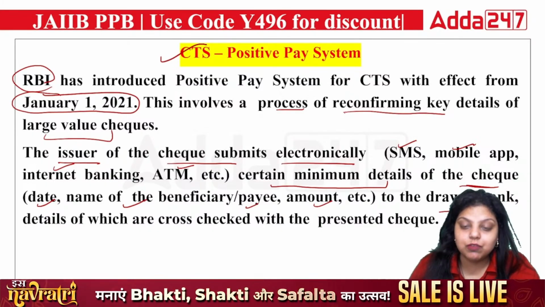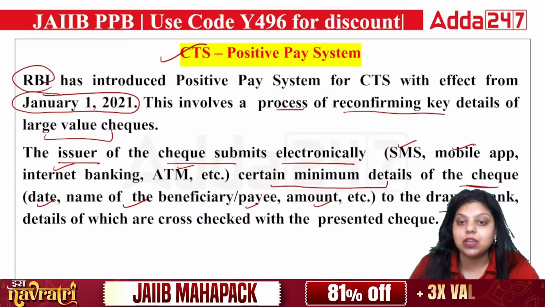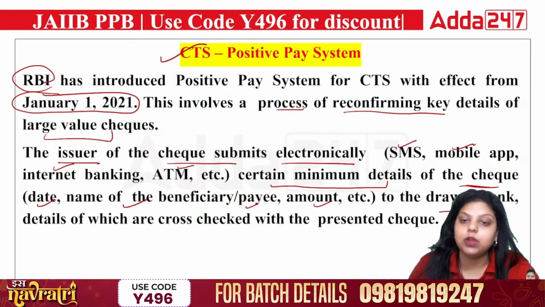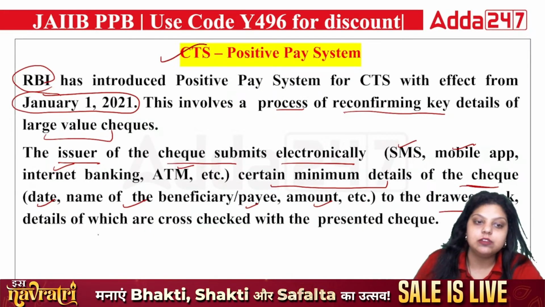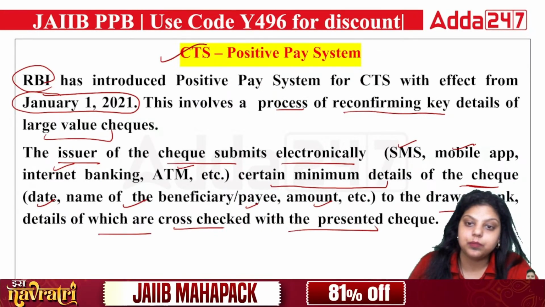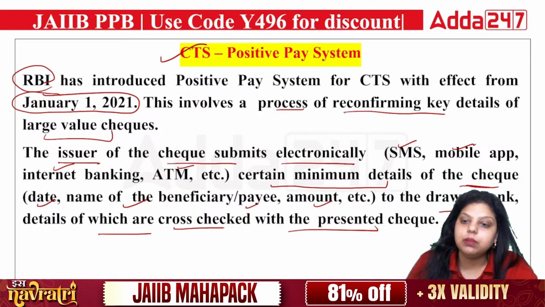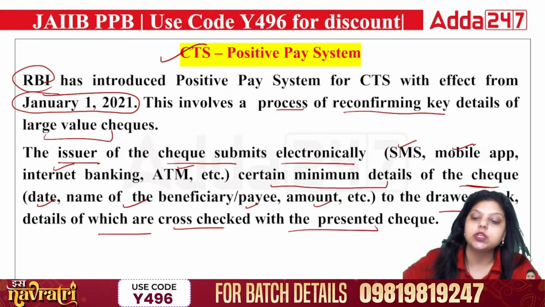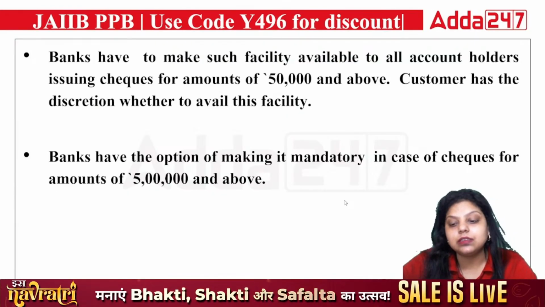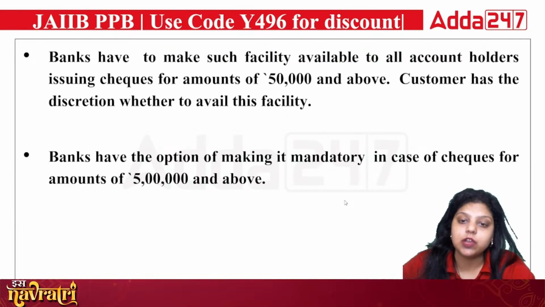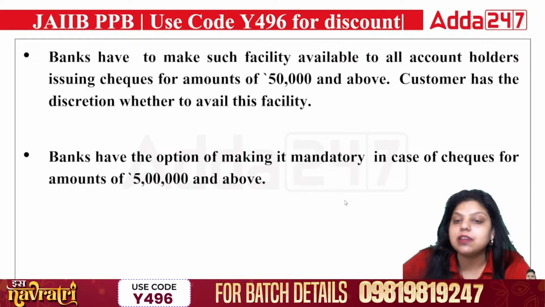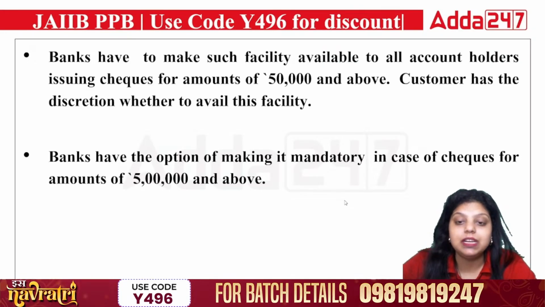You send the date of the check you have issued, the name of the beneficiary or payee, and the amount you have issued the check for to the bank. These details will be cross-checked with the presented check. If both are the same, the payment of the check will be done. But if there are differences or something has been changed, the bank will return the check without payment. That is a dishonored check. They will dishonor the check and return it without payment when the details are not matching.